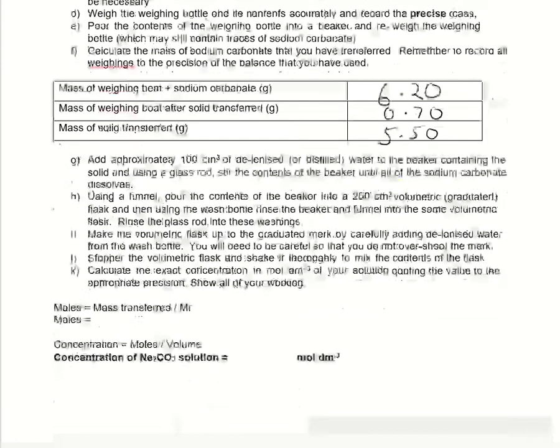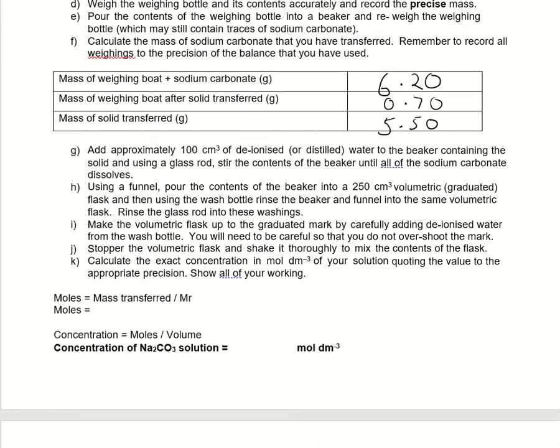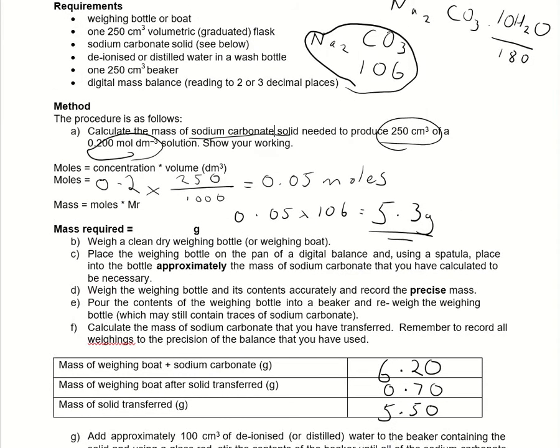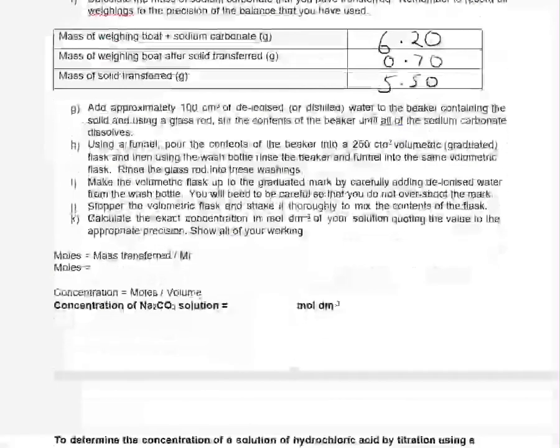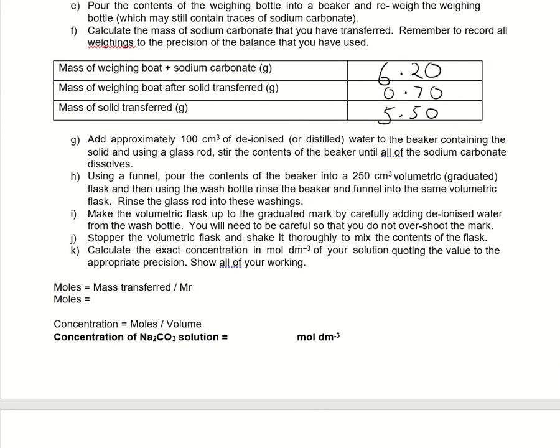All I need to do now is calculate the concentration that I have made up. If you were super precise with the balance and did weigh out the 5.3 grams as we calculated, your concentration should work out exactly the same as the concentration you initially wanted. But in my case, it isn't. So I would do 5.50 divided by the 106 MR, and that gives me an answer of 0.0519, to three significant figures. So that's my number of moles.